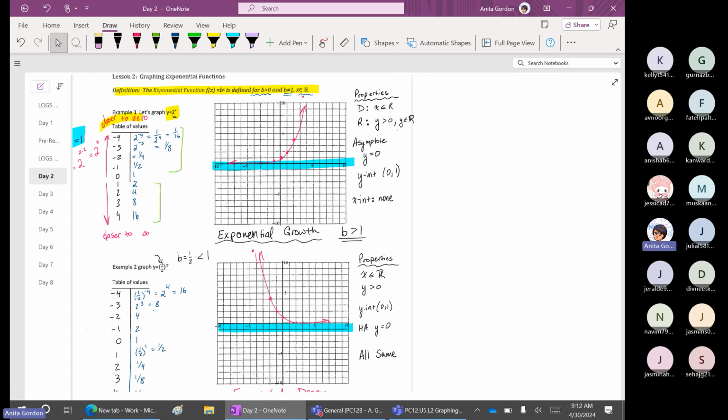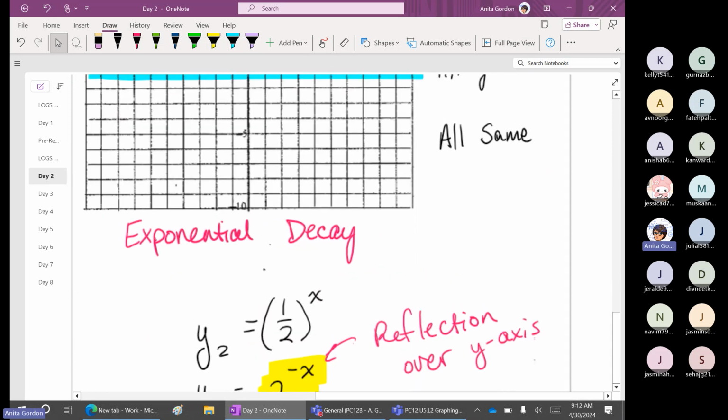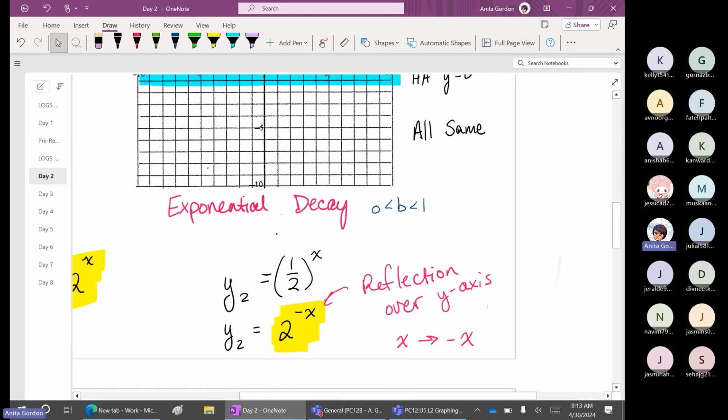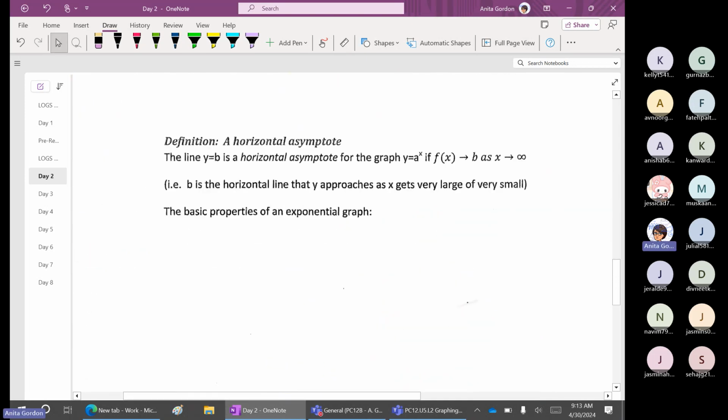So the rule for exponential decay is that the base has to be greater than 0, but smaller than 1. Essentially, it has to be some kind of a fraction that's smaller than 1. Okay, let's go to the next page here.